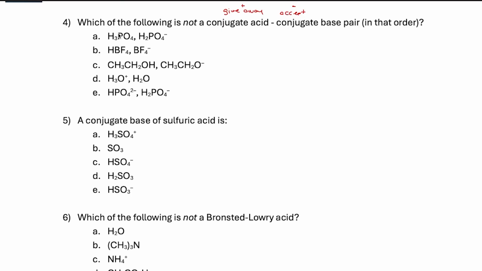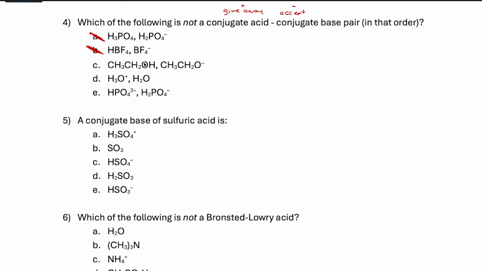Now, the first problem, we see H3PO4. This is phosphoric acid. And if it loses a proton, it becomes this, which is exactly what we're looking for. And so we can cross it out because it is a conjugate acid, conjugate base pair. Now, in the next problem, we have HBF4, and we lose that proton and become BF4. And so this is willing to accept. This one is willing to give away. And so we can also eliminate this answer choice.